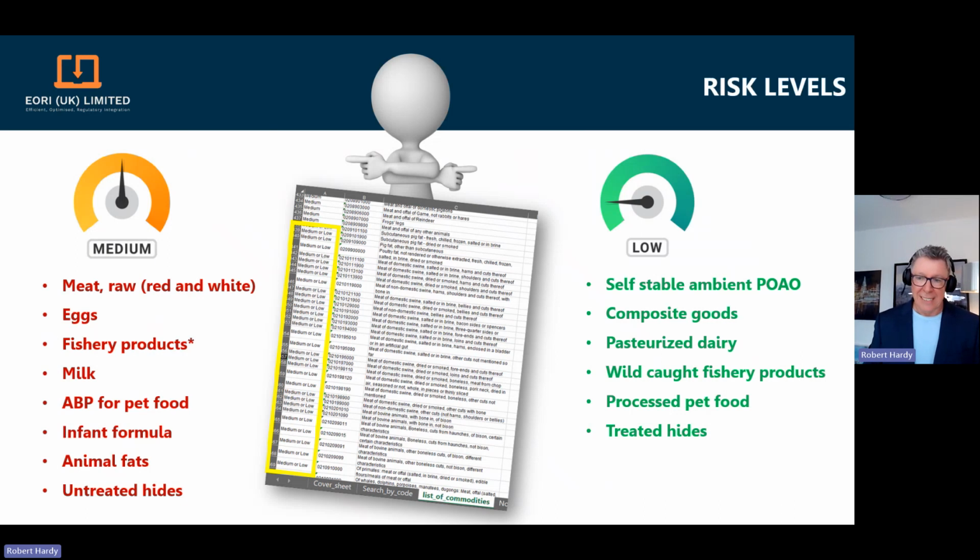Start to plan for medium, unless you are clearly on the right-hand side. But do check your commodity codes. If you need that link, then just message us and we'll get that link to you. It was buried in the border operating model.